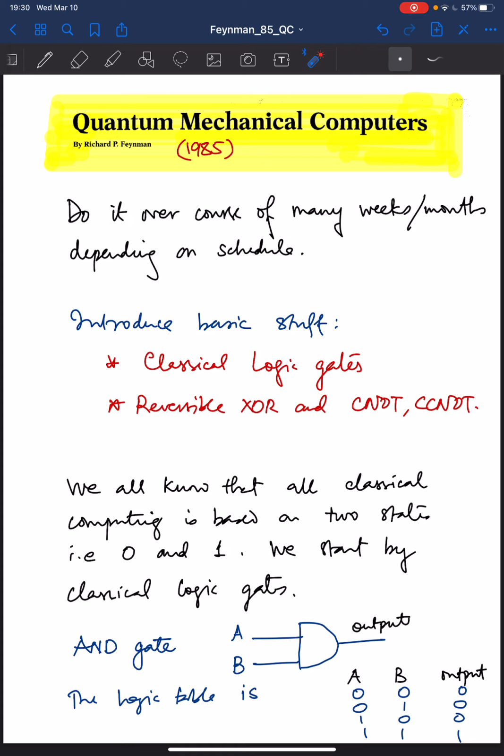So let us first start with what we know about classical computing. Classical computing is based on a two-state idea. That is, we have either 0 or 1. So let's say we have this AND gate, which we show here. A and B can be inputs, which can be 0 or 1. And then based on the inputs, we have an output of the AND gate, which is given by this. This is always 0 except when both the inputs are 1. So that is this case. This is known as the logic table and this is the AND gate.